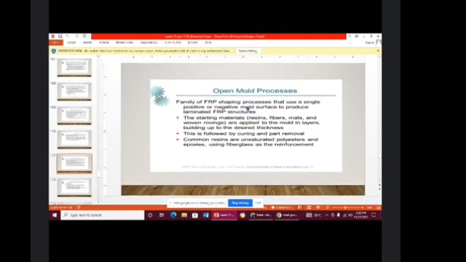The open mold processes are a family of FRP shaping processes that use a single positive or negative mold surface to produce laminated FRP structures. The starting materials, which are resins, fibers, mats, and woven roving, are applied to the mold in layers, building up to the desired thickness. This is followed by curing and part removal. Common resins are unsaturated polyesters and epoxies, using fiberglass as the reinforcing.